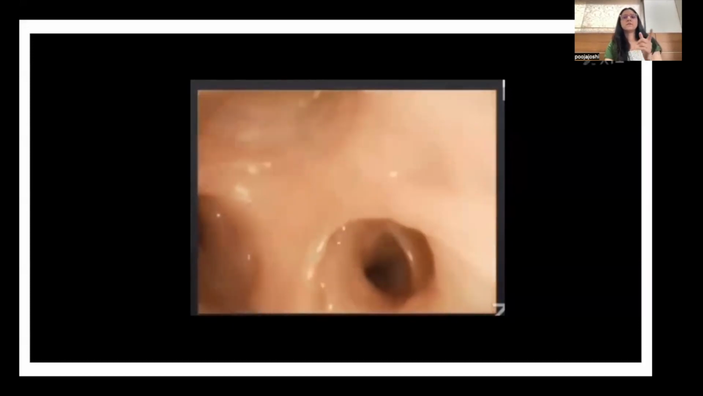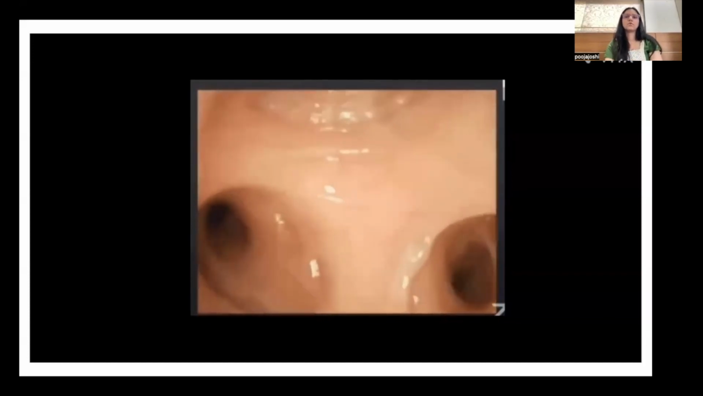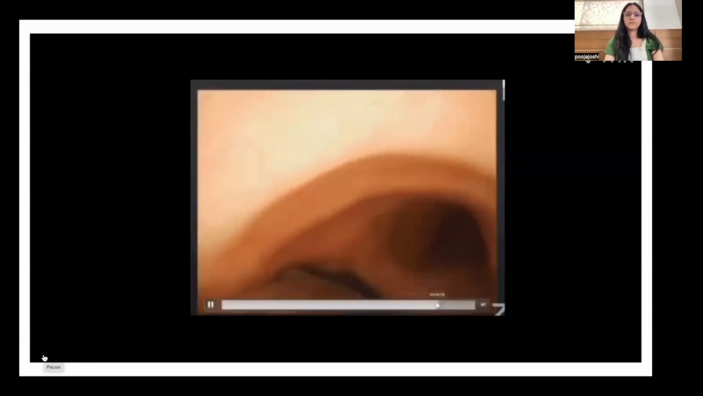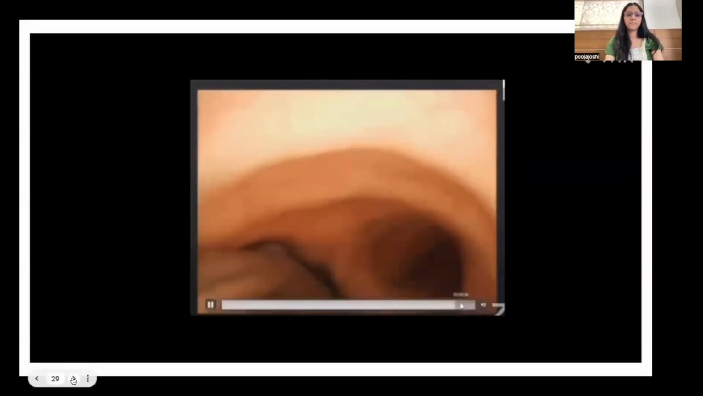You further pass the bronchoscope through the right mainstem bronchus. To confirm it is the right mainstem bronchus, you will see the trifurcation or the clover leaf sign, and thus you are sure that you have blocked the left mainstem bronchus.